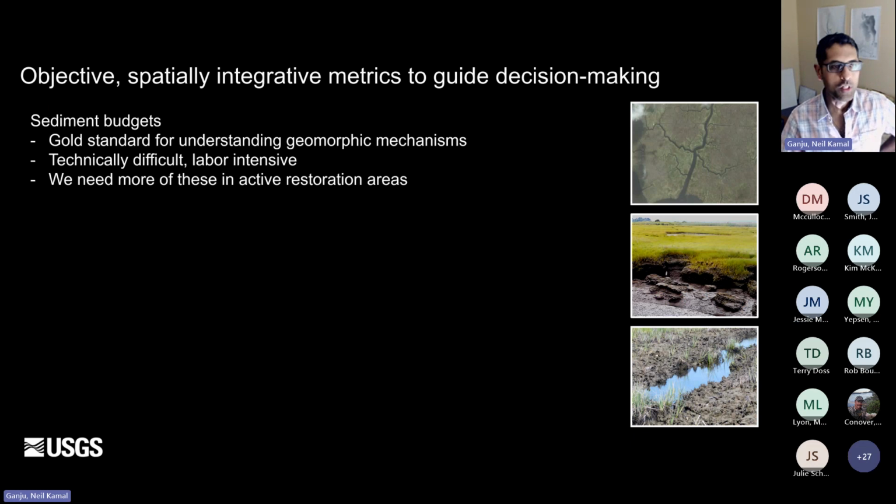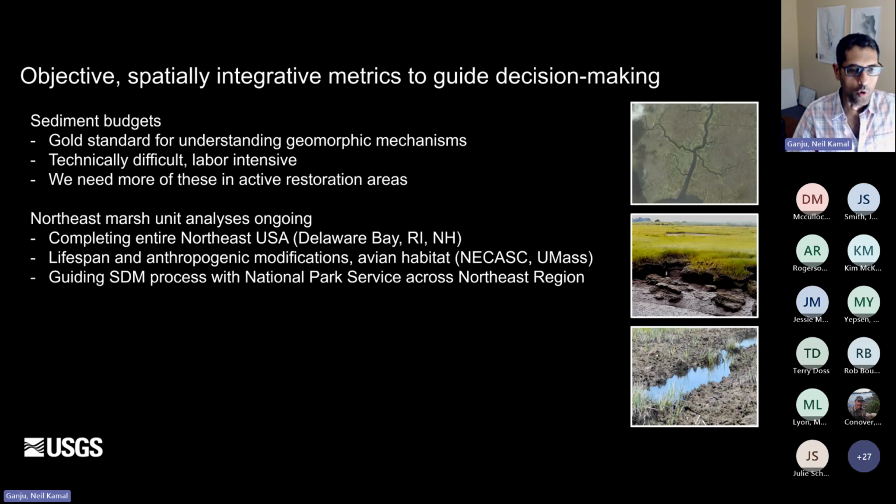All right, so in closing, sediment budgets in my mind are the gold standard for understanding which way systems are going, but we can't do them everywhere. We do need to do more of these in active restoration areas. I'm currently starting a project here locally at a created marsh to try and investigate the trajectories of these systems with sea level rise and storms. In the Northeast, as I said, we're continuing to do a lot of analysis with these data. If anybody needs help accessing what we've published, let me know. I'm going to put 2 links in the chat in a second. And we're doing an SDM process using some of these data to prioritize marsh restoration for the Park Service in the Northeast.